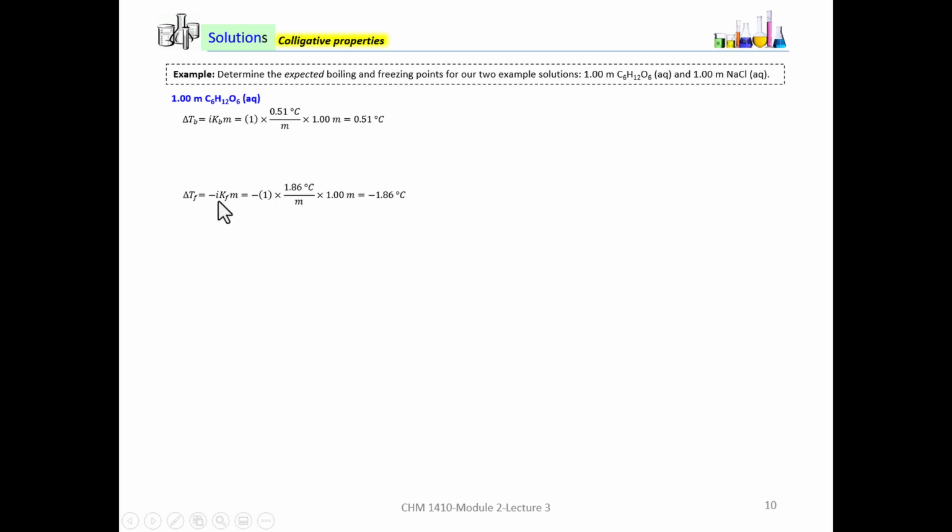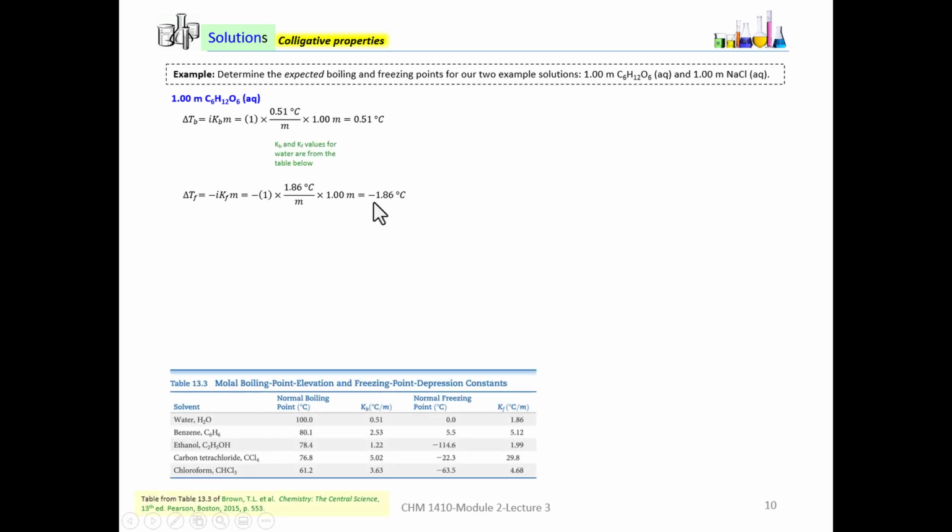I can do a similar calculation for the freezing point depression using the equation from the previous slide, a 1 for the van 't Hoff factor, 1.86 degrees C per molal for the freezing point depression constant, and of course 1 molal for the concentration, and I get a freezing point depression, calculated one anyway, of minus 1.86 degrees C.